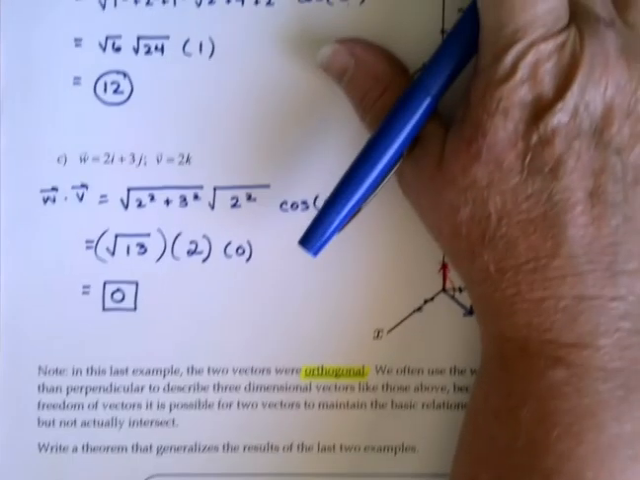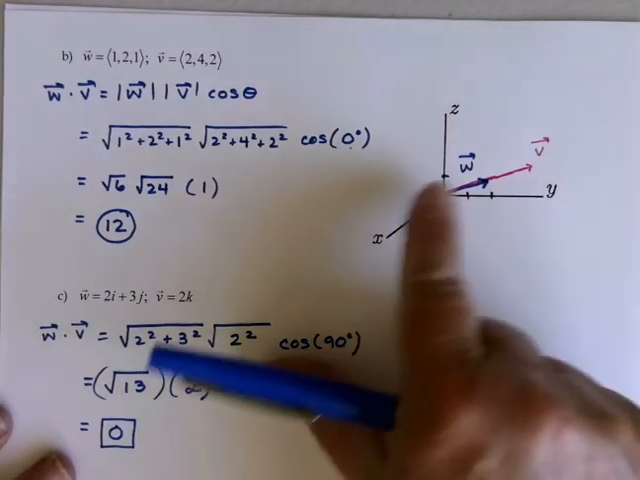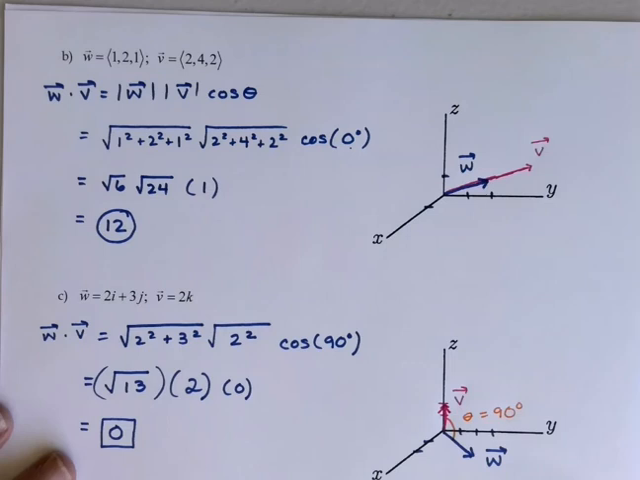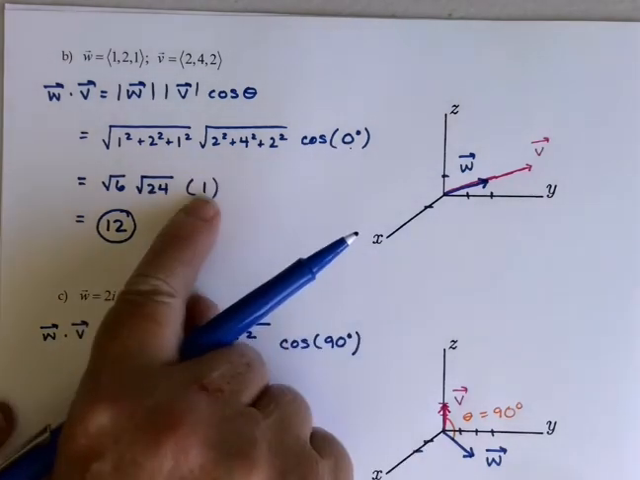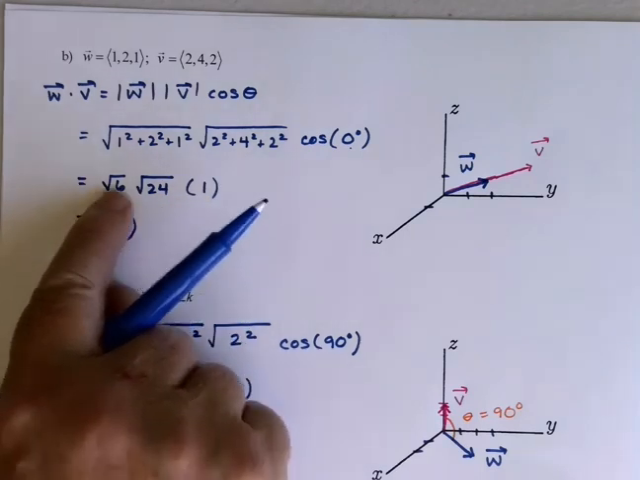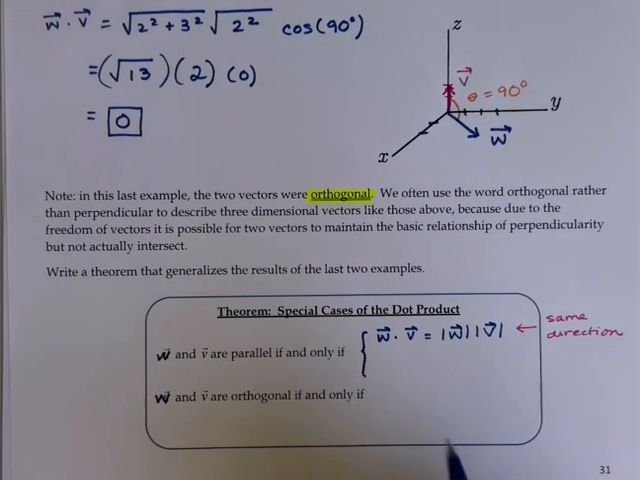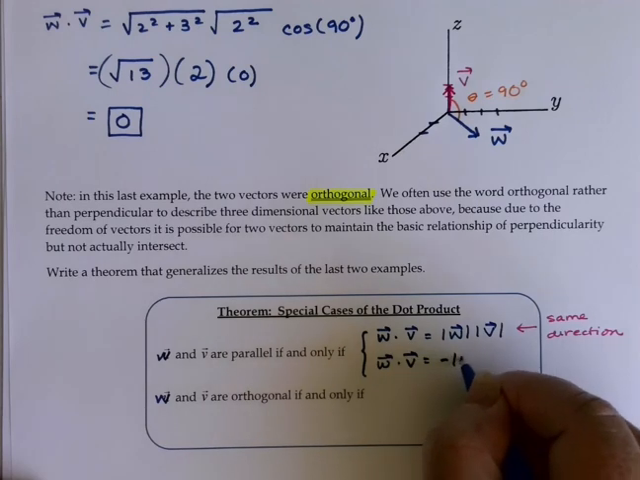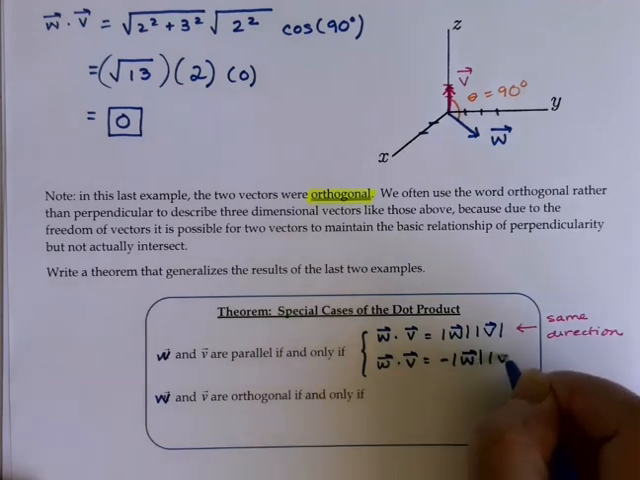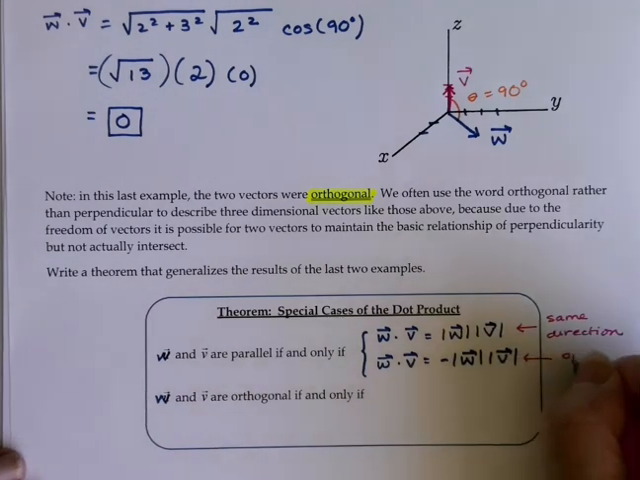If I go back up to my picture for just a moment, had these vectors been in opposite directions, there would have been a 180-degree angle between them. And the cosine of 180 degrees is actually -1. So I would have gotten minus the product of the two magnitudes. So the other possibility here is that W dot V is minus the magnitude of W times the magnitude of V. And that's still parallel, but the opposite direction case.